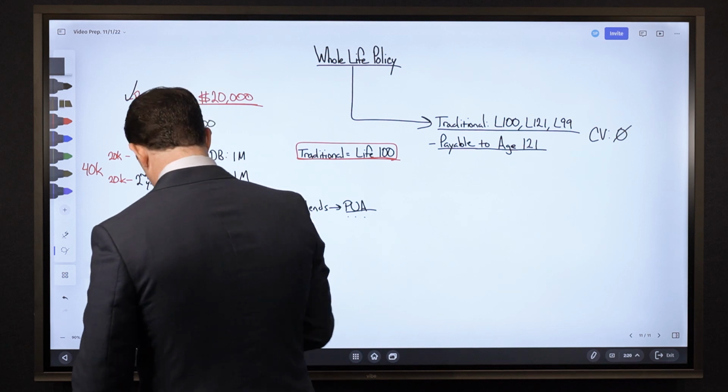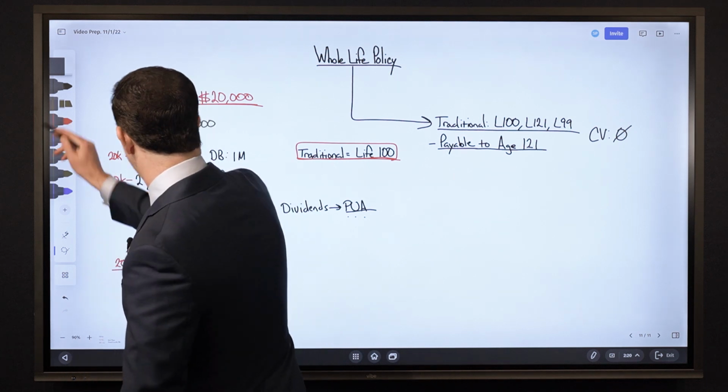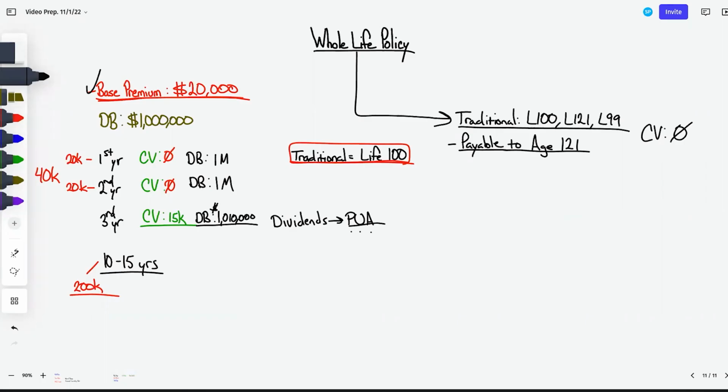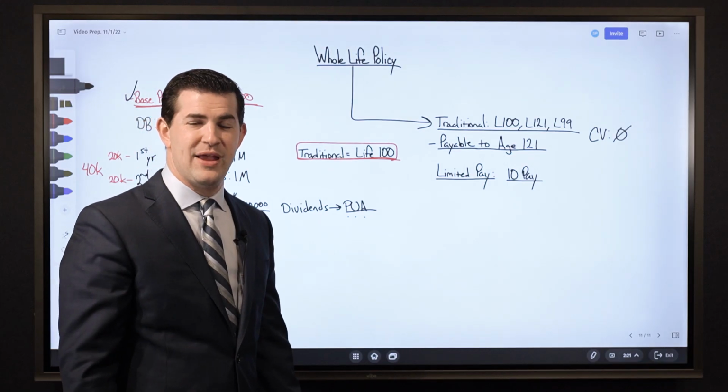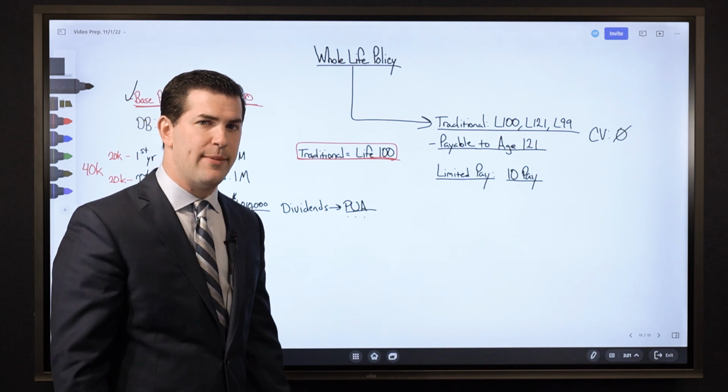Another type we'll see is what is referred to as a limited pay product. So a limited pay policy, it's kind of in the name here, limits the actual number of years that you can pay into the policy. The best example would be a 10-pay policy. Guess how many years the premium is due with a 10-pay policy? 10 years.